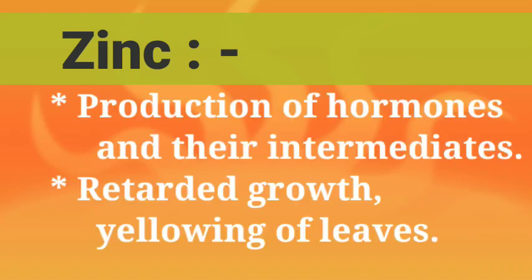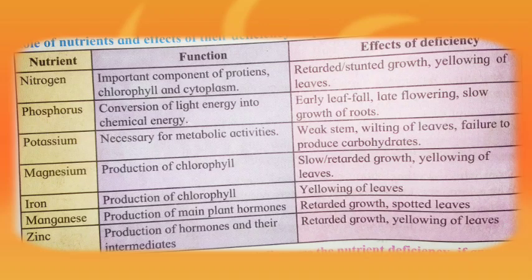Next nutrient is zinc. Zinc is essential for production of different plant hormones and their intermediates. Deficiency of zinc can cause retarded growth, yellowing of leaves in plants. These are some important nutrients in plants.